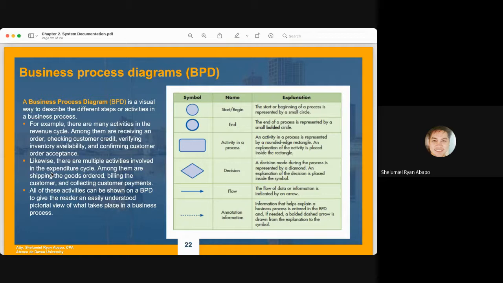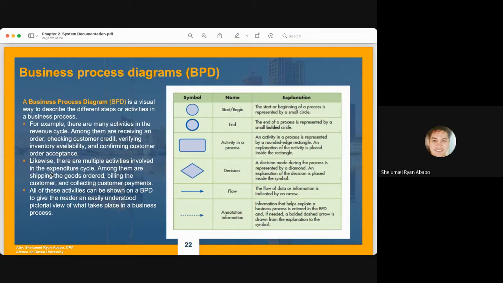An example would be the activities in the revenue cycle, which include receiving an order, checking your customer's credit standing, whether to allow this particular sale to be made on account, verifying inventory availability, and confirming customer order acceptance. Like in other cycles as well, like the expenditure cycle, they would include also the shipping of goods ordered, the billing of your customers, and collecting customer payments.